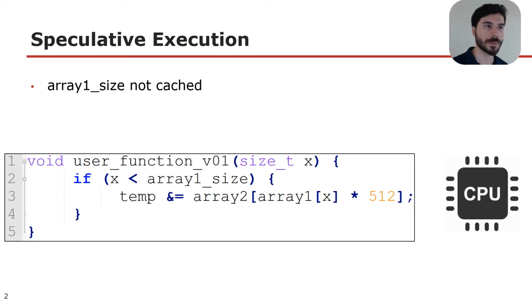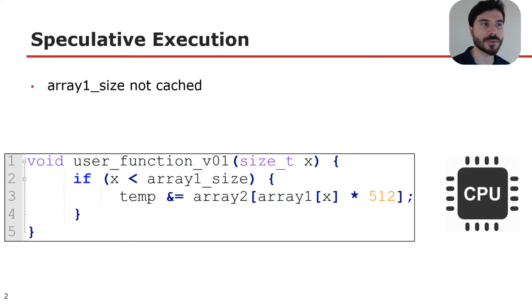Most modern CPUs have an optimization called speculative execution to increase performance. Suppose this is a function written in C on your computer, and it gets a user input X. Array1 size is a variable in memory, and we assume it's not in the CPU cache yet. We have a condition that depends on X and array1 size. But since array1 size is not in the cache, the CPU cannot evaluate this comparison.